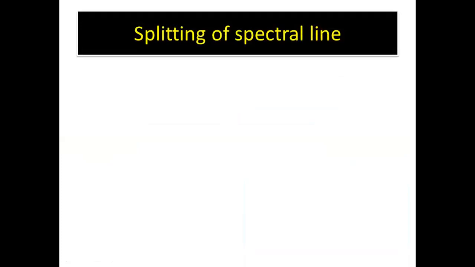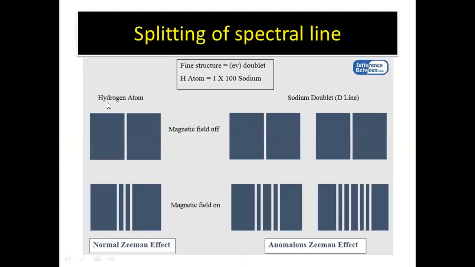This is the splitting of the spectral line. This is the hydrogen atom with the magnetic field off, and this is the sodium line. This is line D1 with a wavelength of 5890 angstrom, and this is D2 at 5896 angstrom. In the case of the normal Zeeman effect, when we apply the external magnetic field, the single spectral line is split into three lines.